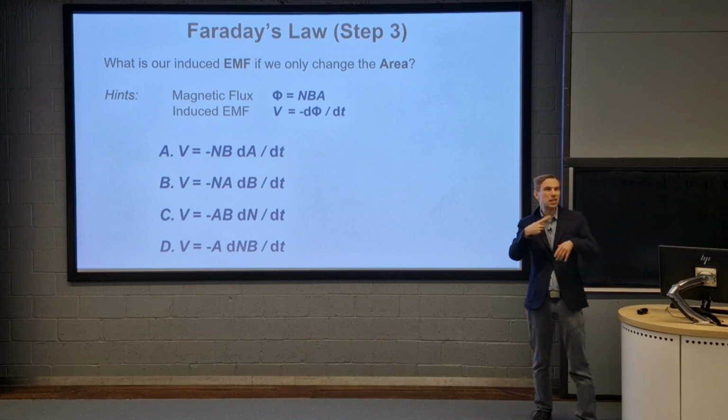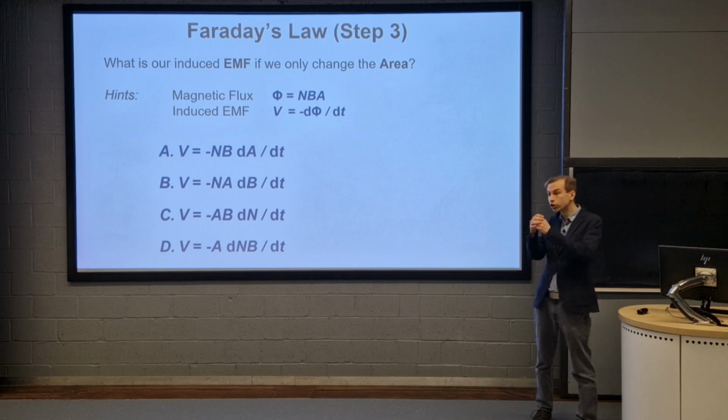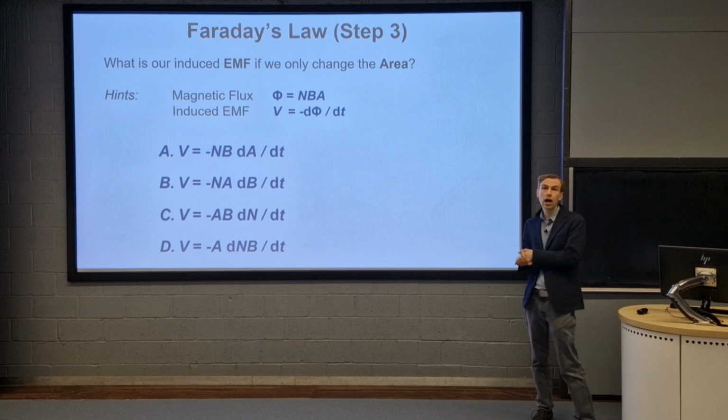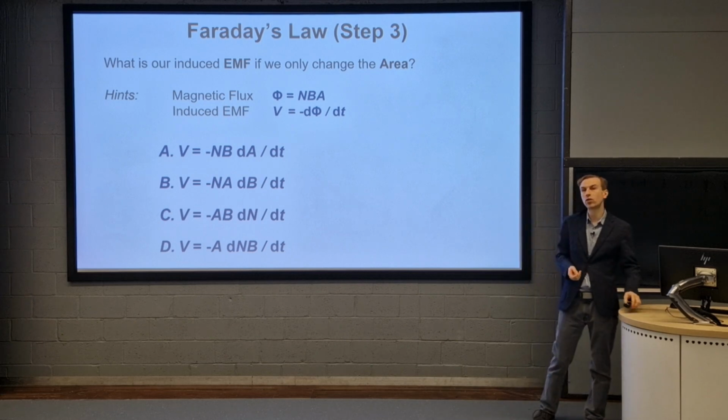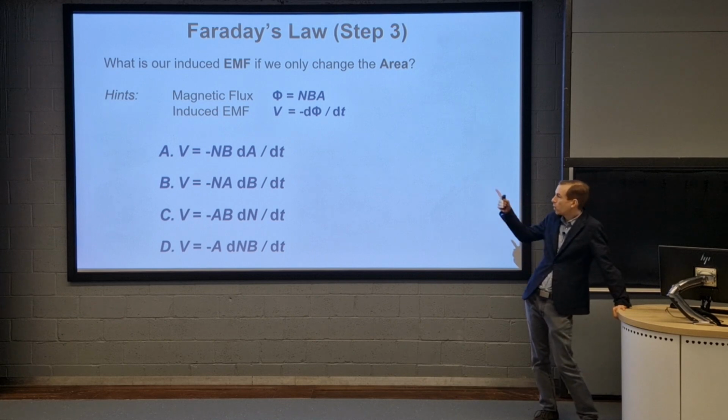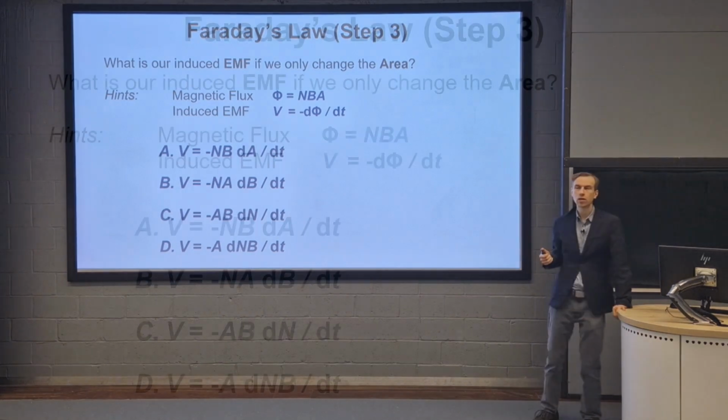Once we've done that, maybe we're going to spin the whole thing. That's not changing the number of coils. It's not changing what the B is. What that is effectively doing is changing our area. That's how we generate voltage in practice. So have a think about this question. What's our induced EMF going to be if we're only changing the area of our coil? Let's see what you think for this question.